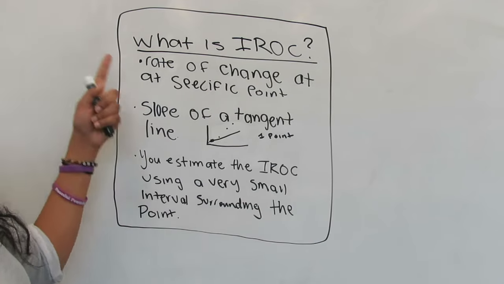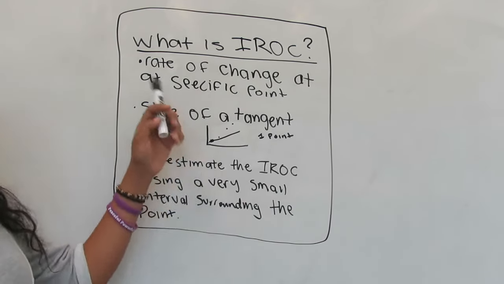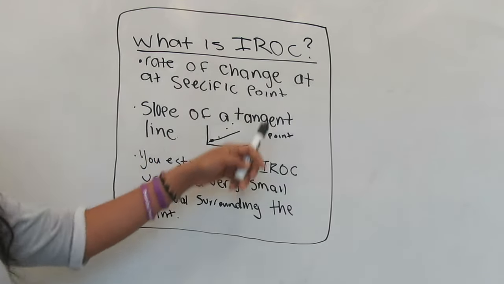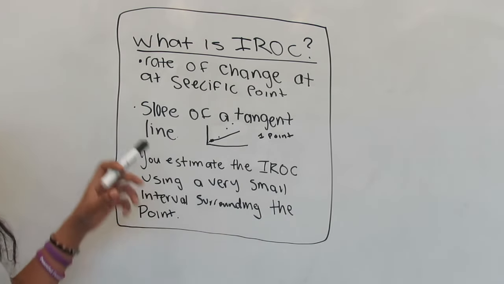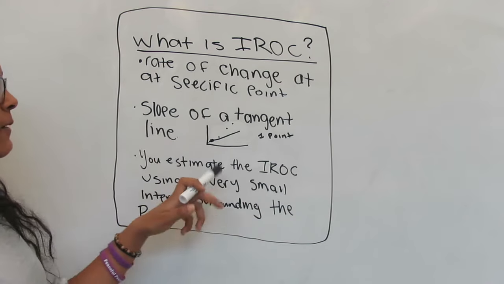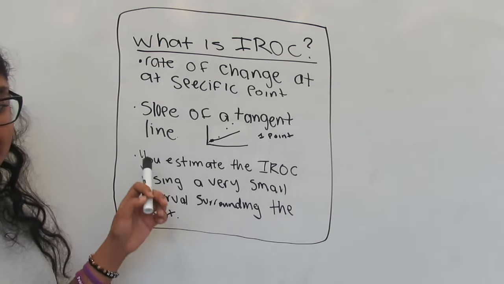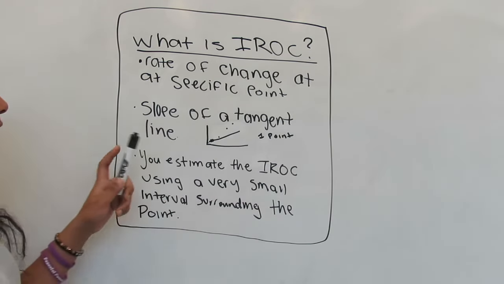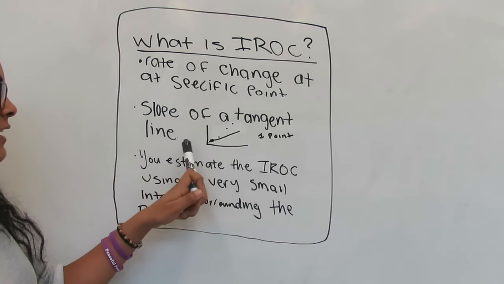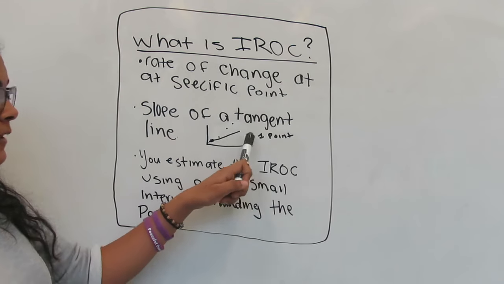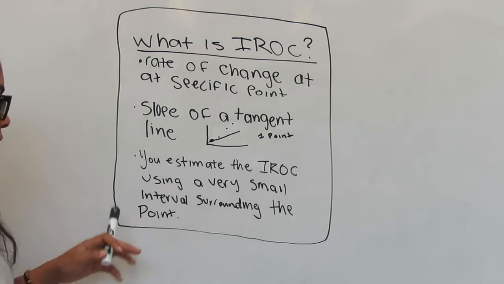So, what is IROC? IROC is, first of all, the instantaneous rate of change. It is the rate of change at a specific point. On a graph, it is the slope of a tangent line instead of a secant. That is for AROC. So, as you can see on this, it is at one point, and it's the curve that is from the one point.